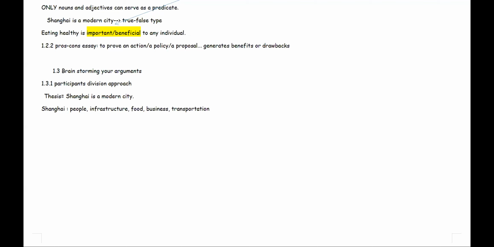What we see in the city: we have people, we have infrastructure, we have food, we have business, we have transportation. What else we have? What else we have in a city? Can I say animals? Of course, animals, right? What else? People, infrastructure, food, business, transportation, animal. Okay, that should be good enough.